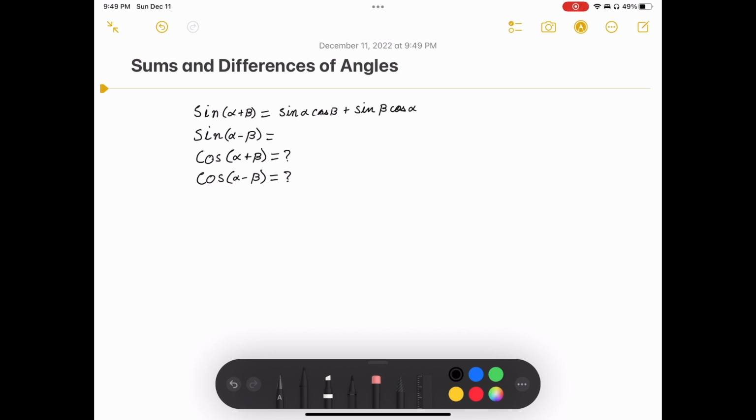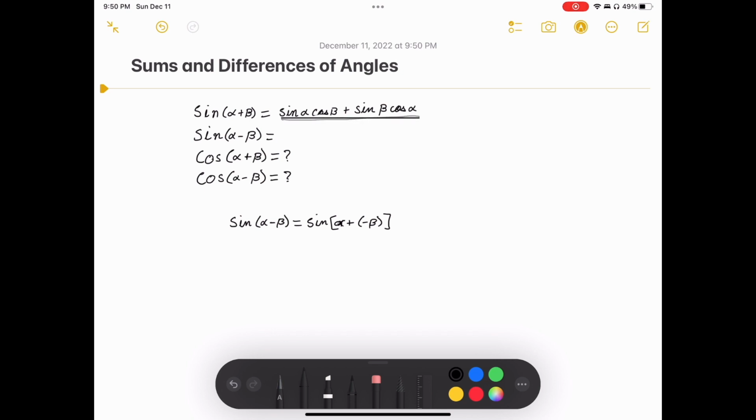In this video, we'll be looking at how to derive the sum and difference of angles trigonometric identities from the very basic sum trigonometric identity. Sine of alpha plus beta is equal to sine of alpha times cosine of beta plus sine of beta times cosine of alpha. We'll be looking at how to derive the sine of alpha minus beta, the cosine of alpha plus beta, and the cosine of alpha minus beta from this equation.